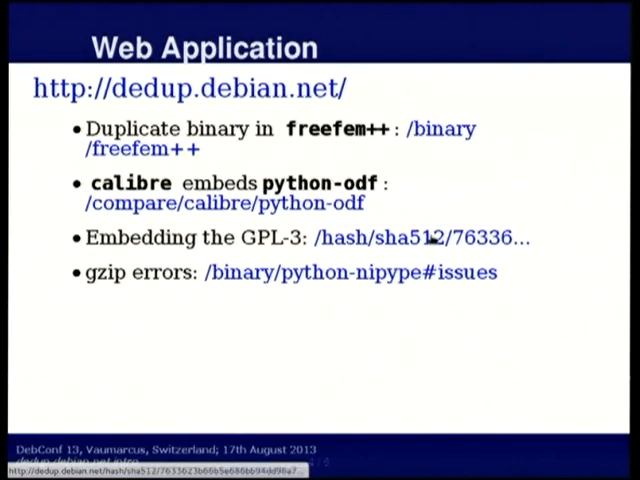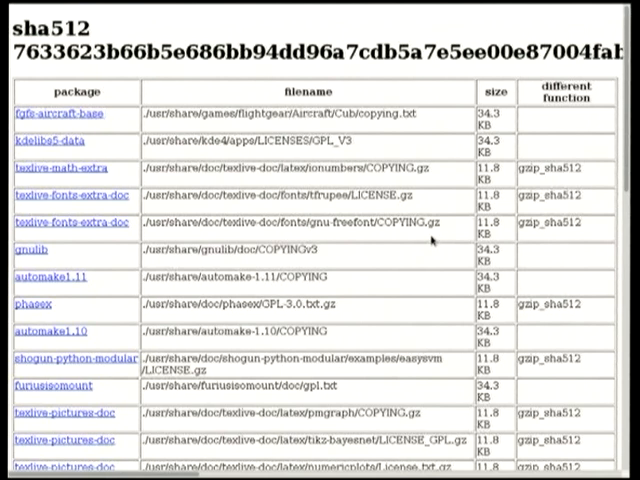Then we have the nice case of how many packages include the GPL3 by hash? Yeah, you see the list goes down over there.